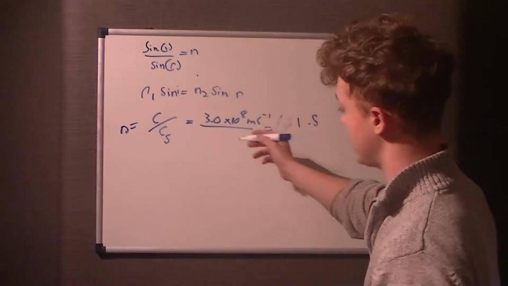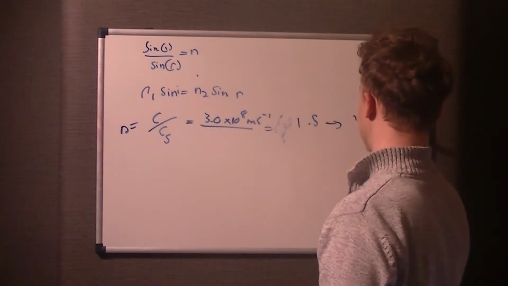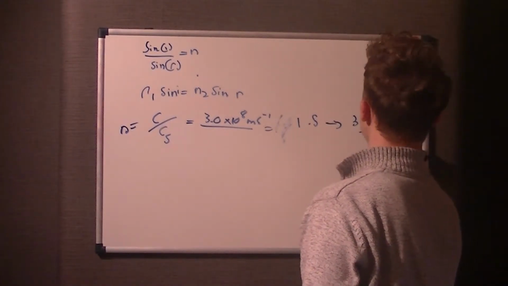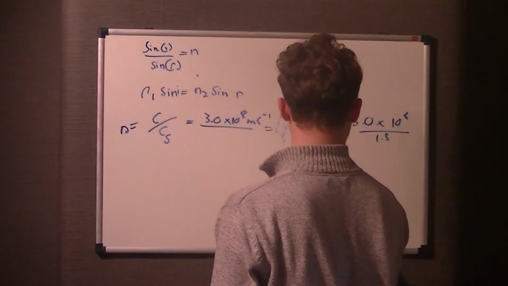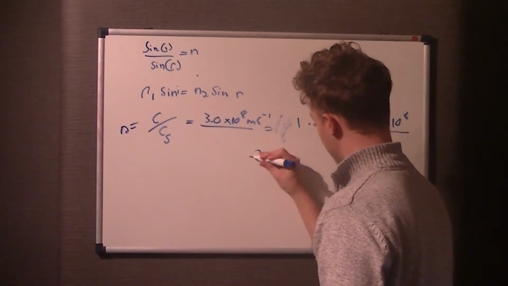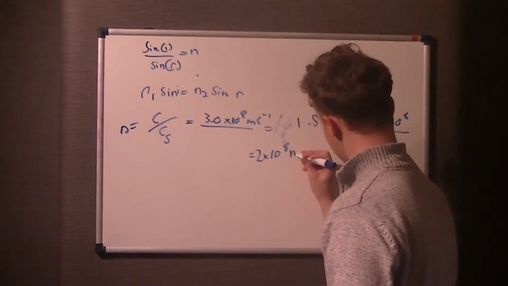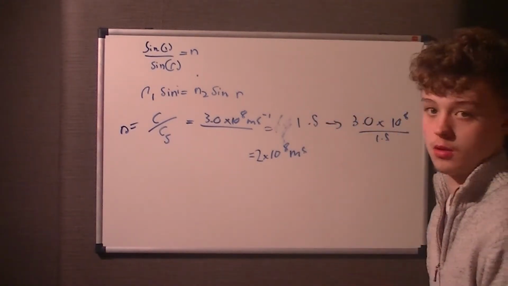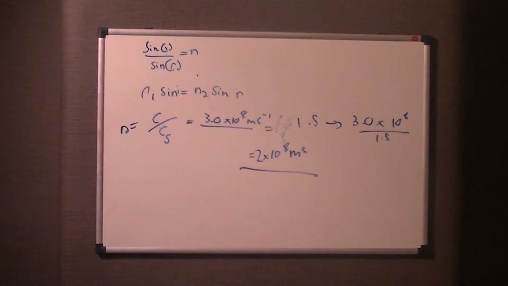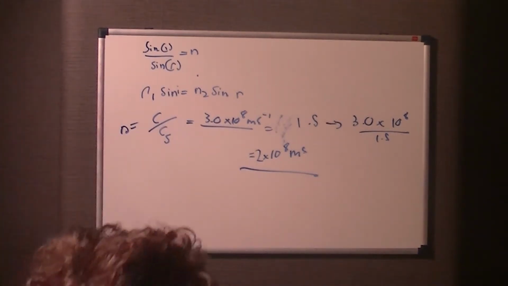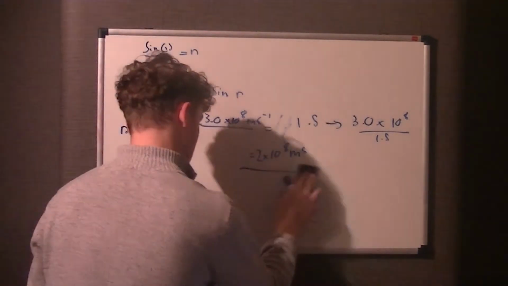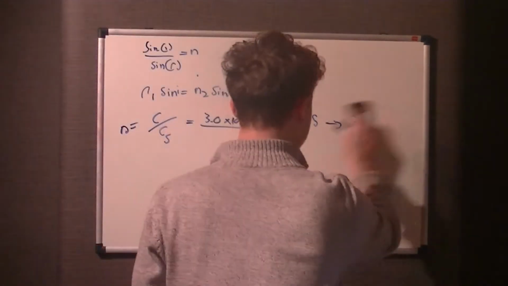Right, anyway, if you wanted to find the speed of light in the material, you just swap it around. So 3 times 10 to the 8 over 1.5 equals 2 times 10 to the 8 meters per second, because 3 over 1.5 is 2. So that's the speed of light in glass, which is quite different to the speed of light in a vacuum, 3 times 10 to the 8 meters per second. So that is how to work out the speed of light in a material.